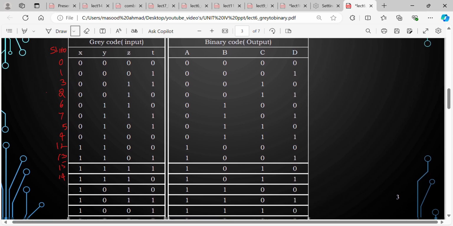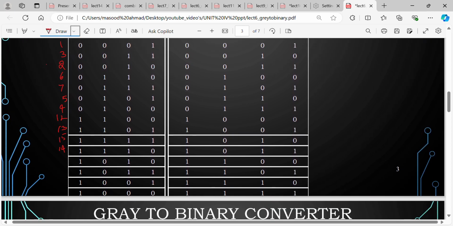So what next? What exactly is the value of this one? 14. Then 10. Then 11. Then 9. So this is 9, this is 8. These are the numbers that we have.